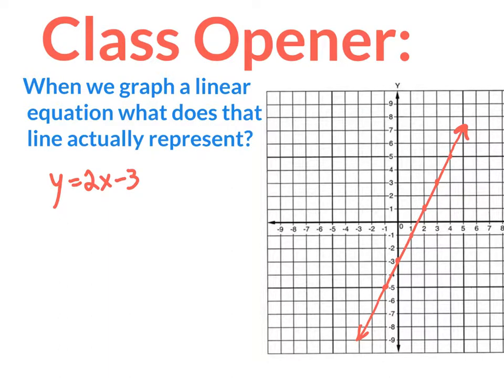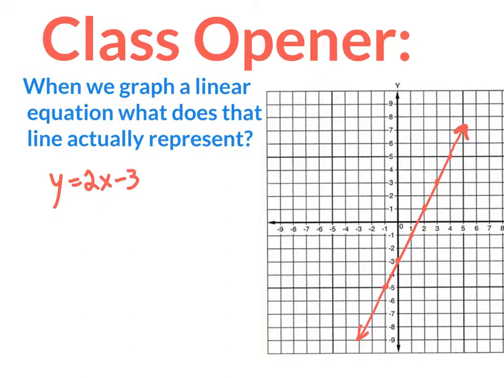So what I want to get out of this class opener is the fact that when we graph a line, that line represents the infinite amount of answers that exist to the equation. Okay, all the solutions that exist, right? So jot that down somewhere on your class opener. When we graph a line, that line represents the infinite amount of answers that exist to this equation. So let me prove it to you.